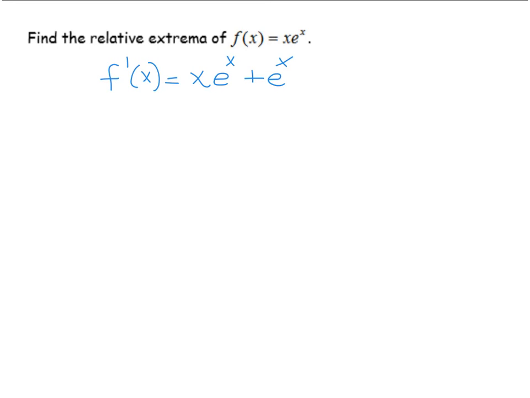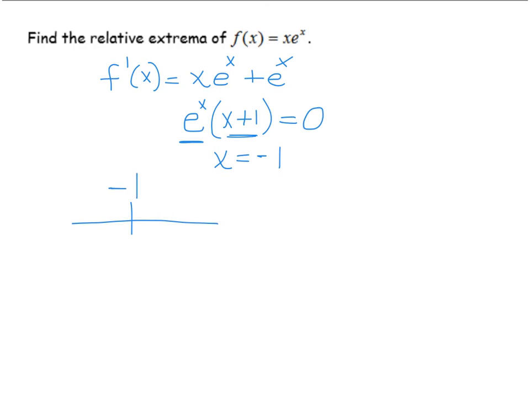Okay? And then as I set this equal to 0, I think I'm going to go ahead and factor out an e to the x as I set that equal to 0. And then this can never be 0. That will never be 0, never, because there's an asymptote there. So really what I need to do, I can divide by e to the x, but I know that x is going to equal -1. So I'm going to have a relative extrema at -1.